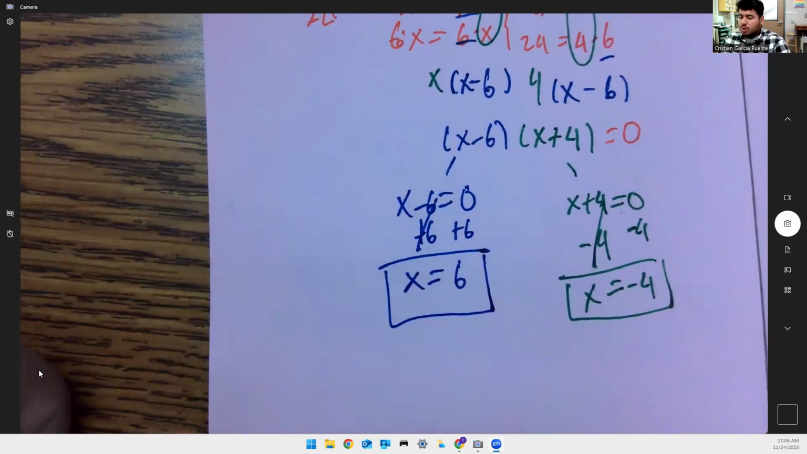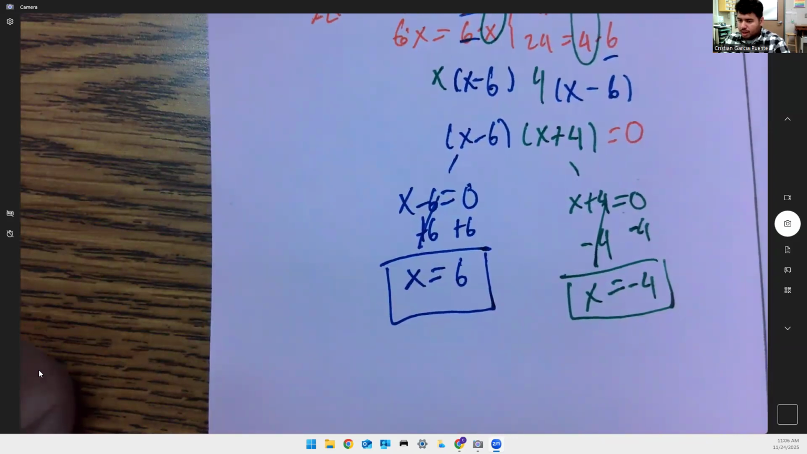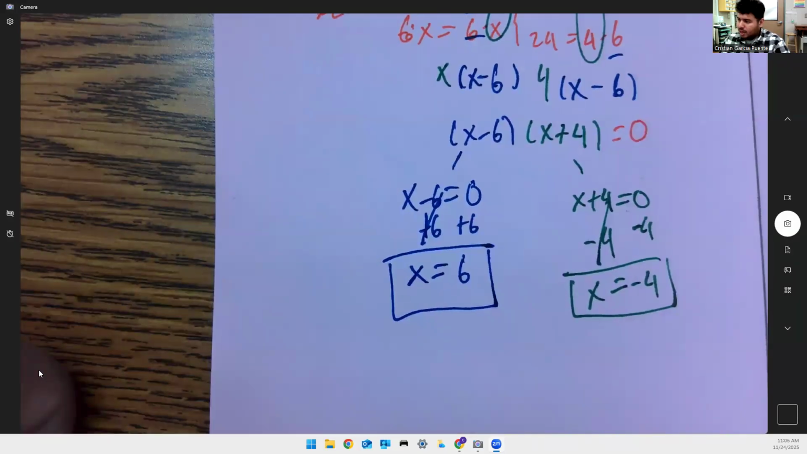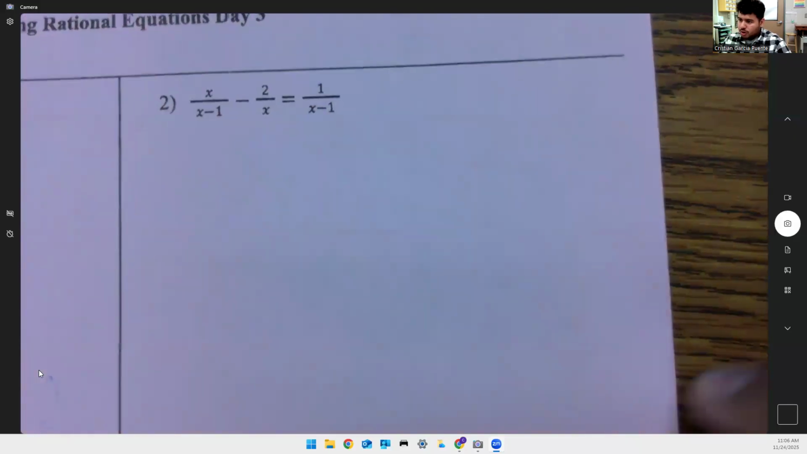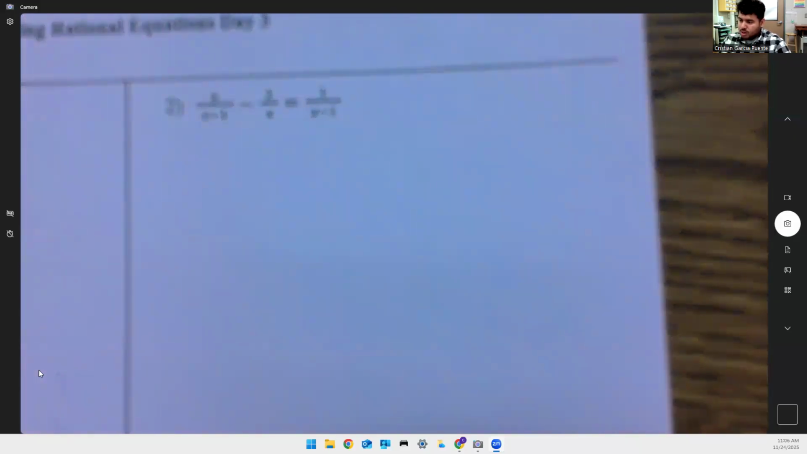All right, so that's it for the first problem. And if I'm going too quickly, you guys should be pausing the video and writing it down. But I'm moving on to number 2. On number 2, this one's a little bit different. I'd recommend doing the LCD for this problem, but you can still do cross multiplying.